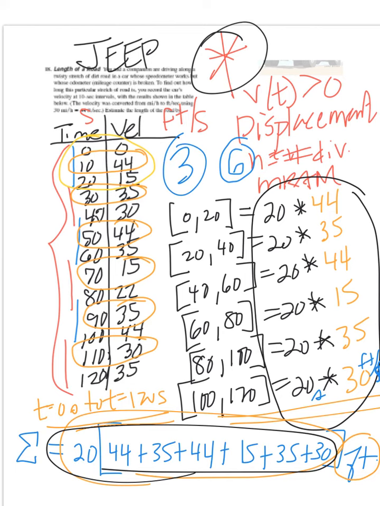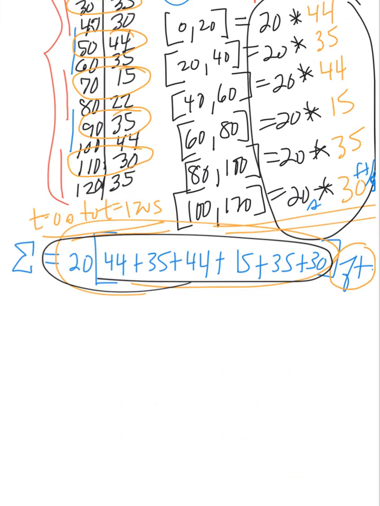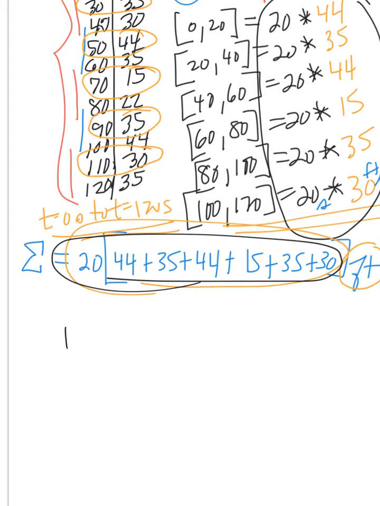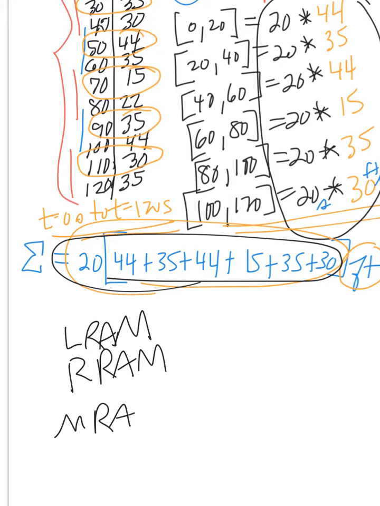So what I'm going to have you guys do, to finish up your notes, is I would like you to do the same problem, do an LRAM with 6 divisions, doing RRAM with 6 divisions, and then I would like to know, is MRAM the average of those two values? I'd like to know that.